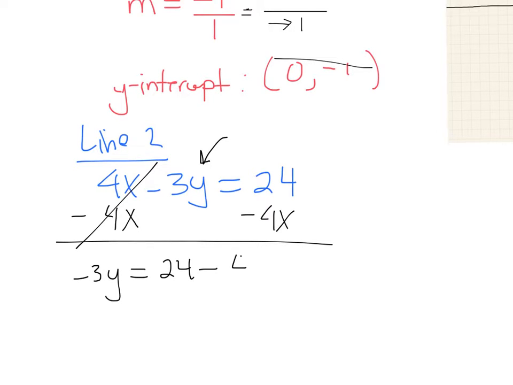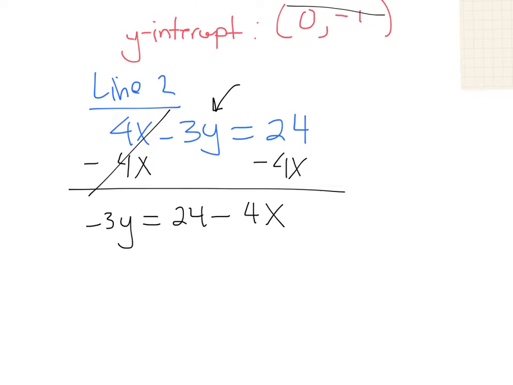24 minus 4x. Okay, so I want y equals, not -3y equals. So I'm going to use what we did in chapter 6, the multiplicative property of equality, which is multiplying by -1/3, which is really the same thing as dividing by -3, right? Why -3? Because I want this to be a 1. And if I don't divide by a negative, it's going to be -y.